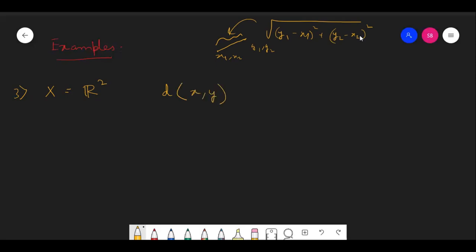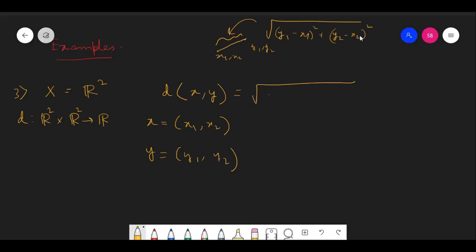So d of x y should be, and what is x y? x can be x1 comma x2, so x is a point in R square, right? So d should be a function from R square cross R square to R. Let x be x1 comma x2 and y be y1 comma y2. Then we define d of x y to be the square root of y1 minus x1 whole square plus y2 minus x2 whole square.